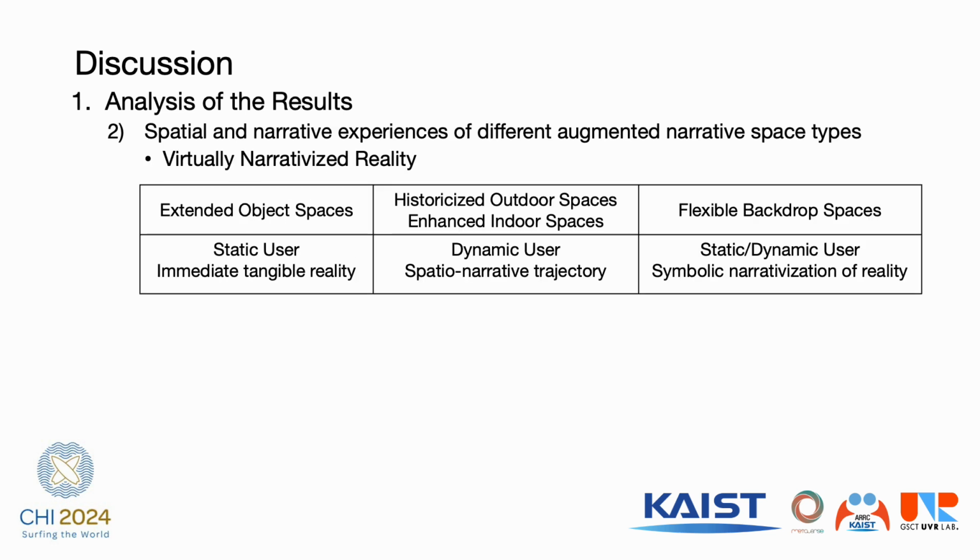Second, we compare the 8 augmented narrative space types in terms of the spatial and narrative experiences they provide, with regard to RQ2. Of spaces that virtually narrativize reality, extended object spaces confine users to their immediate, tangible reality, while historicized outdoor spaces and enhanced indoor spaces move the user along spatial and narrative trajectories within a larger area. Compared with the 3 other space types, flexible backdrop spaces virtually narrativize reality more indirectly and metaphorically.